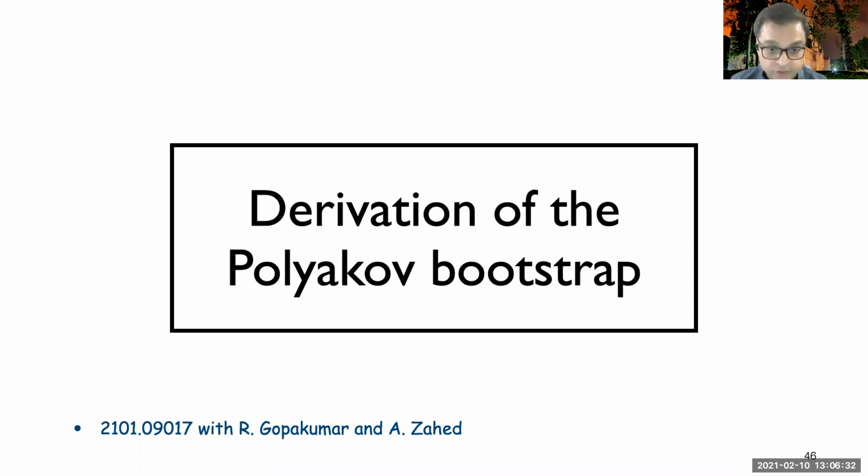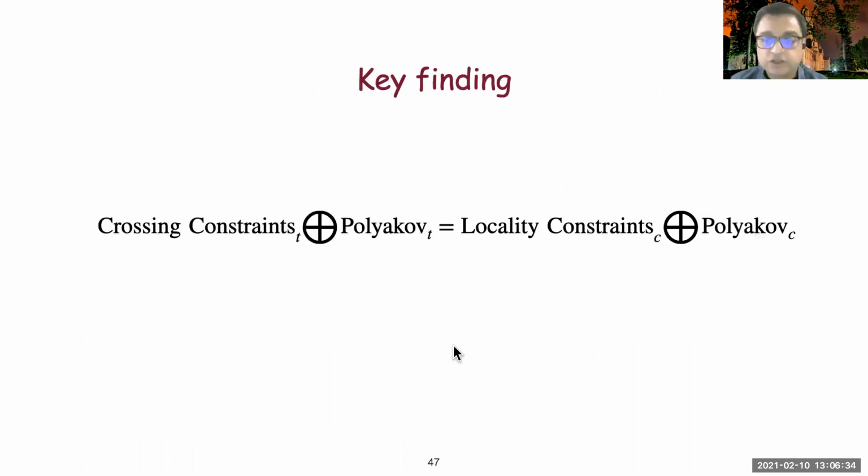about the derivation of the Polyakov bootstrap. So this is basically the key finding, that if you consider the fixed T crossing constraints or the null constraints, whatever you want to use, and the Polyakov conditions, and I'm using this direct sum, so that means that you have to impose both of them, then whatever we find from the crossing symmetric conditions appear to be the same if you impose both. So here you have to impose the locality constraints and the Polyakov conditions.